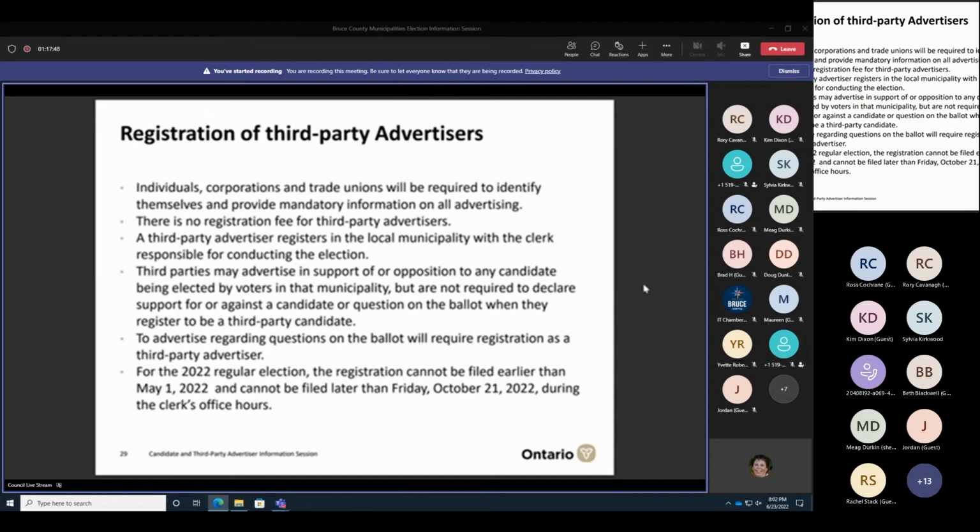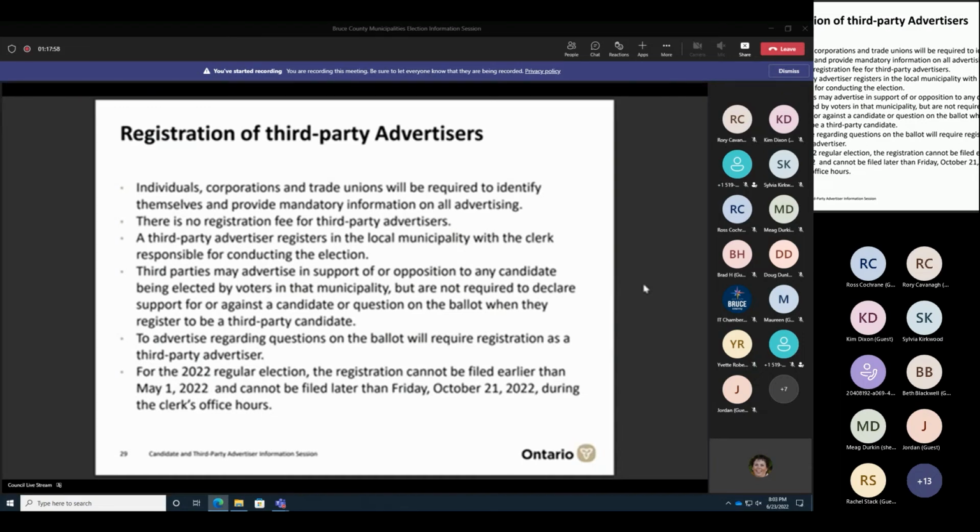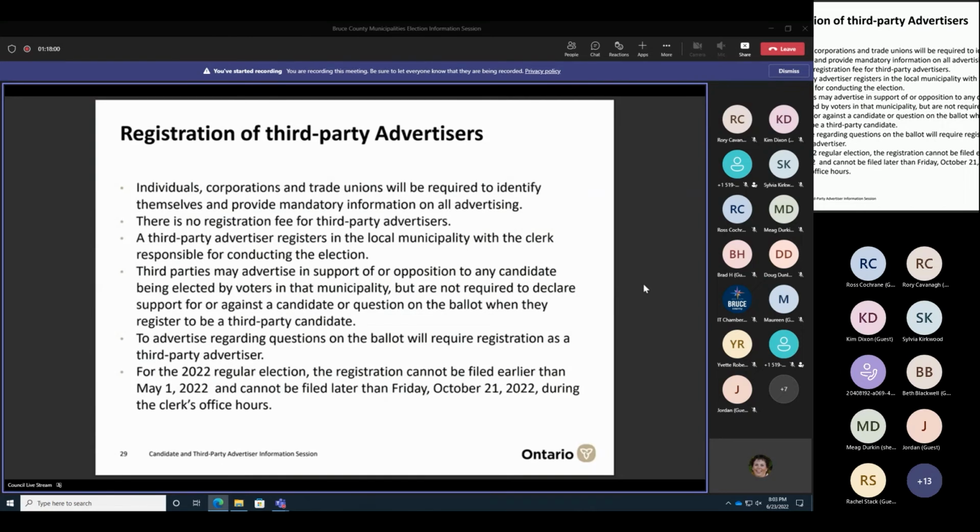For a regular election, the registration cannot be filed earlier than the first day for filing nominations and cannot be filed later than the Friday before voting day during the clerk's office hours. So Section 88, Subsection 6 notes that once the clerk certifies the notice of registration, the individual, corporation, or trade union is a registered third party for the election.